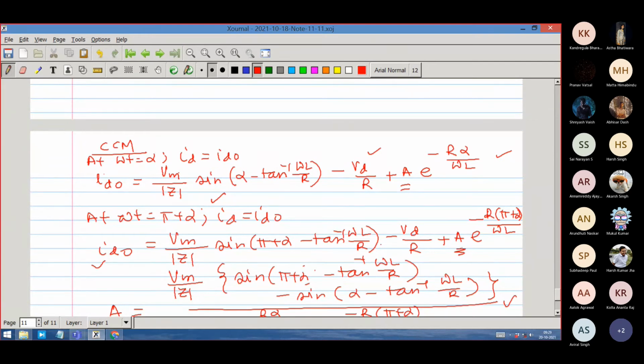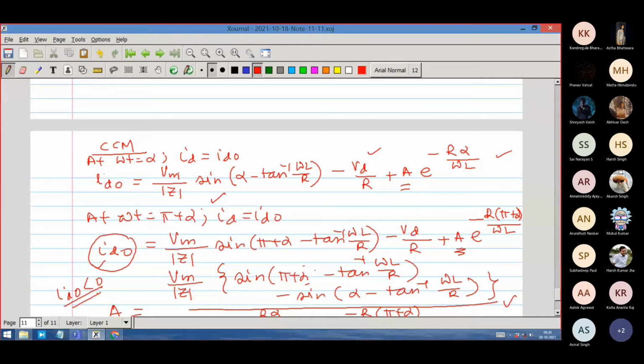You will probably get, I will also cross check and tell you next class, you will probably get ID naught less than 0, which means that your assumption is not correct. ID usually actually comes to be minus 37 ampere, I think, for the first. That means that my assumption that it is in CCM is not correct.